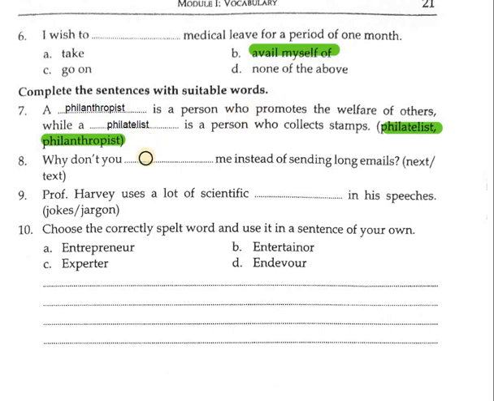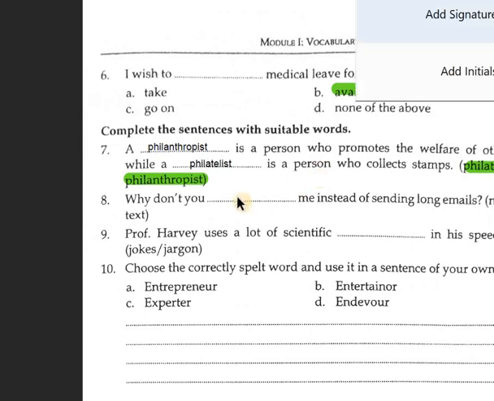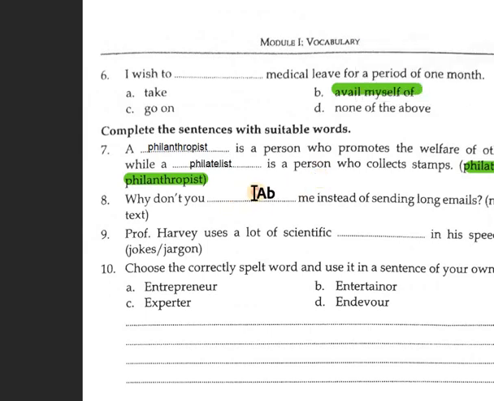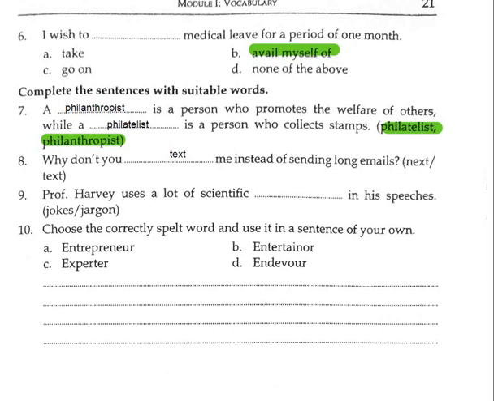Second question is, why don't you dash me instead of sending long emails? It is quite obvious, right? Nowadays you're more familiar with texting than writing. So why don't you text me instead of sending me long emails? Here text means to type on a mobile phone. Why don't you send me a text message? Here text can stand for text messages. That is the right word.